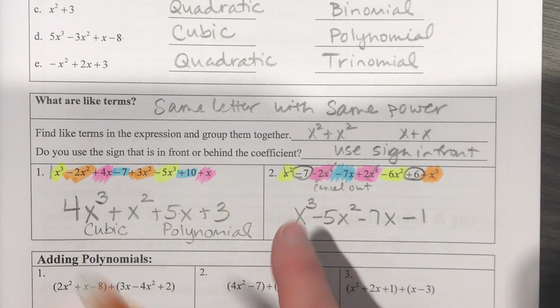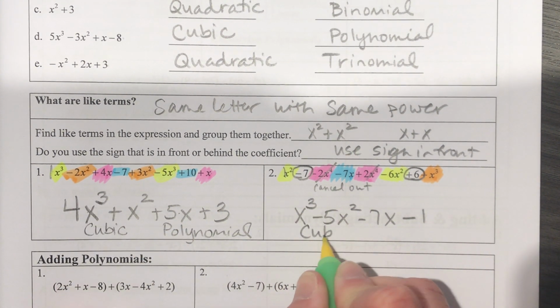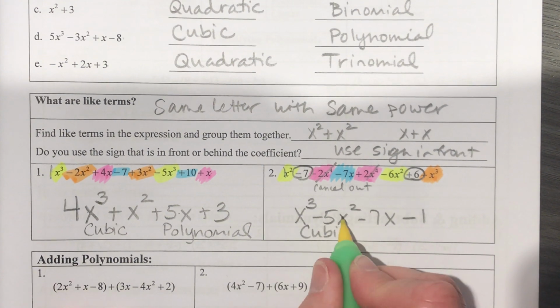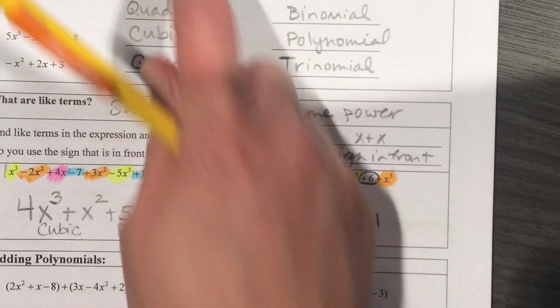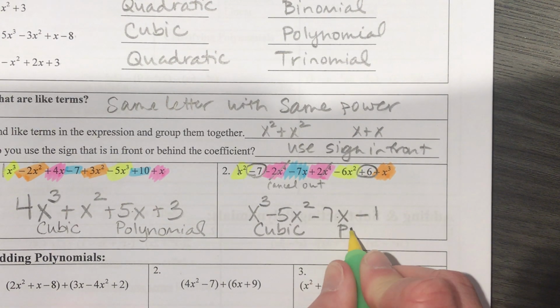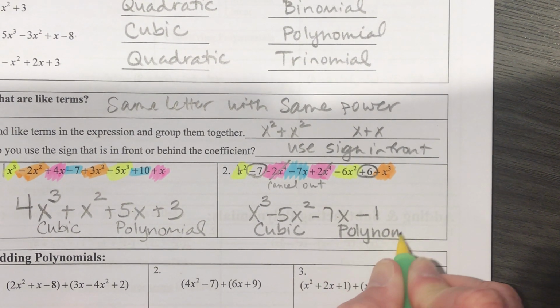Again, this highest power is 3, which would make this a cubic function. And there are 1, 2, 3, 4 terms. 4 or more terms is called a polynomial. And so I will classify this as a cubic polynomial.